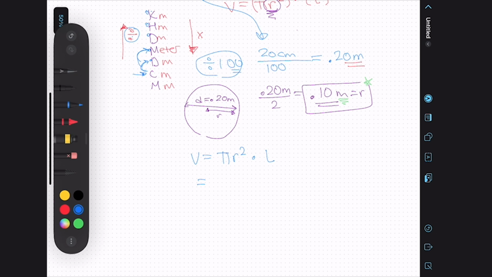Now it's just good to memorize that pi is equal to 3.14. So we know that. We know our radius is 0.10 meters. And whenever I'm putting numbers into the formula, I'm always going to put in my units. Not only does this help us make sure we're converting all our units to be the exact same, but it also helps us remember what we're solving for and if we solve for the right thing. Our length, we were given in the problem, that's 450 meters long.